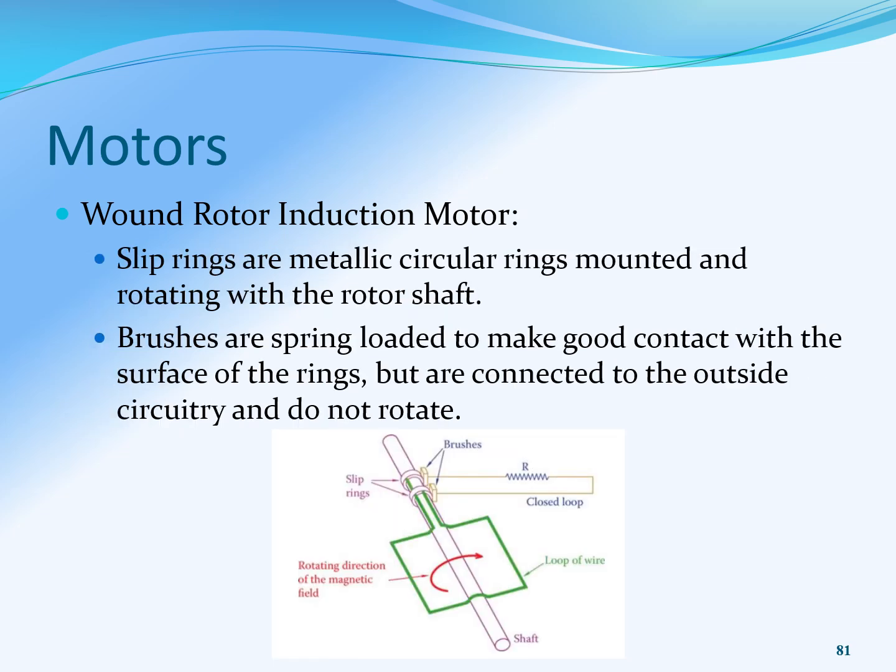Unlike the squirrel cage rotor, which has fixed conductivity, the wound rotor is connected to external resistances via these slip rings and brushes. The slip rings are metallic circular rings that are mounted on and rotate with the rotor shaft. The brushes are spring-loaded to make good contact with the slip rings and are connected to the outside circuitry. They do not rotate, so they're fixed in place.